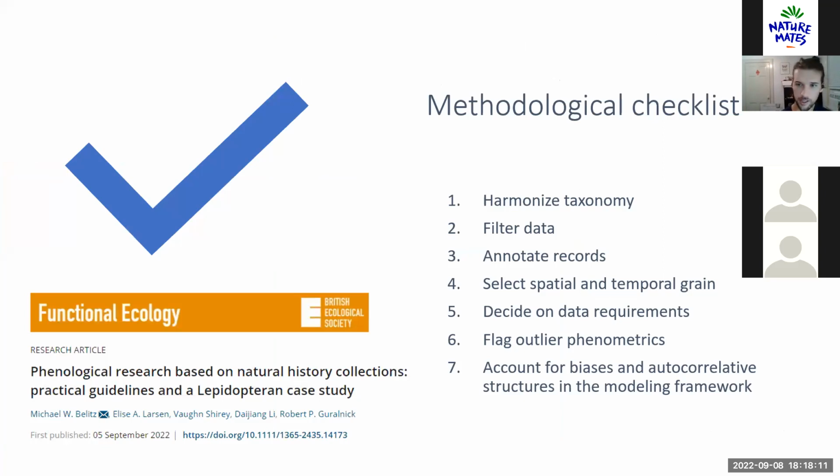Previous efforts have been made to make phenology estimates more accurate, but guidelines to assist researchers along an entire project are less common. Here, I'm going to quickly detail the workflow to support best practices in using digital natural history collections data in phenological research. But if you want to know more, I'm happy to announce that this paper just got published this week, actually, in Functional Ecology.